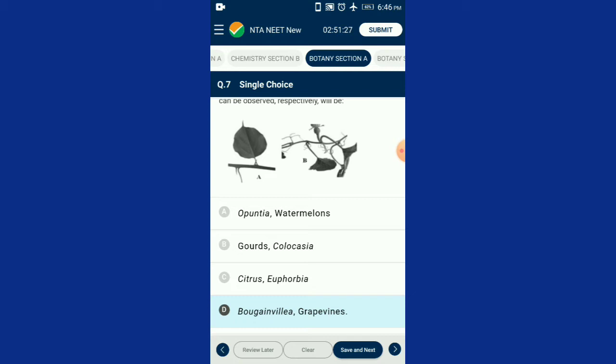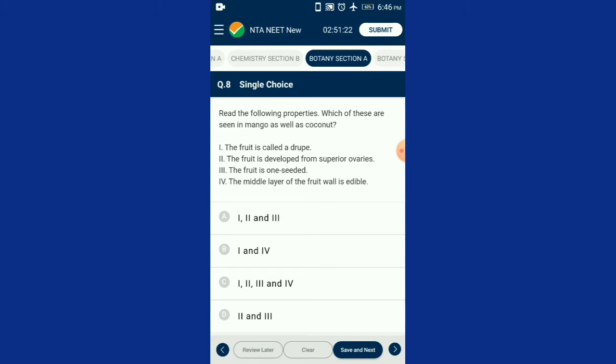Question number 8. Read the following properties. Which of these are seen in mango as well as coconut? The first three properties are common to both. In mango and coconut, the fruit is known as a drupe. They develop from monocarpellary superior ovaries and are one-seeded. In mango, the pericarp is well differentiated into the outer thin epicarp, middle fleshy edible mesocarp, and inner stony hard endocarp. In coconut, which is also a drupe, the mesocarp is fibrous. So the answer is option A.